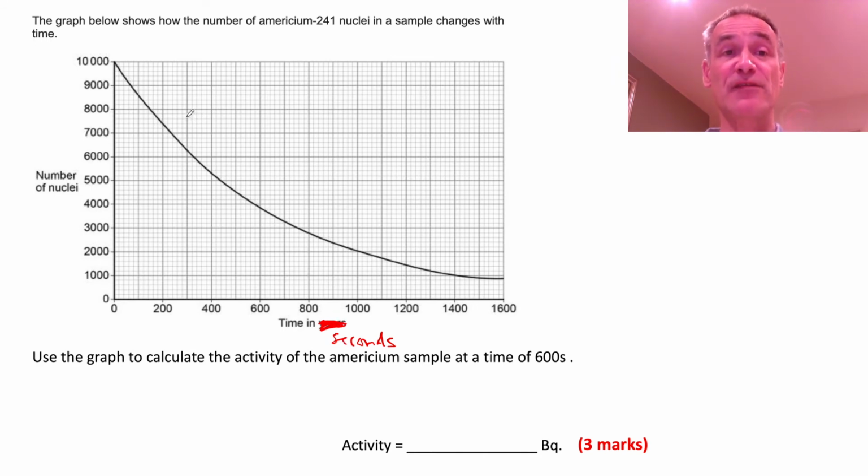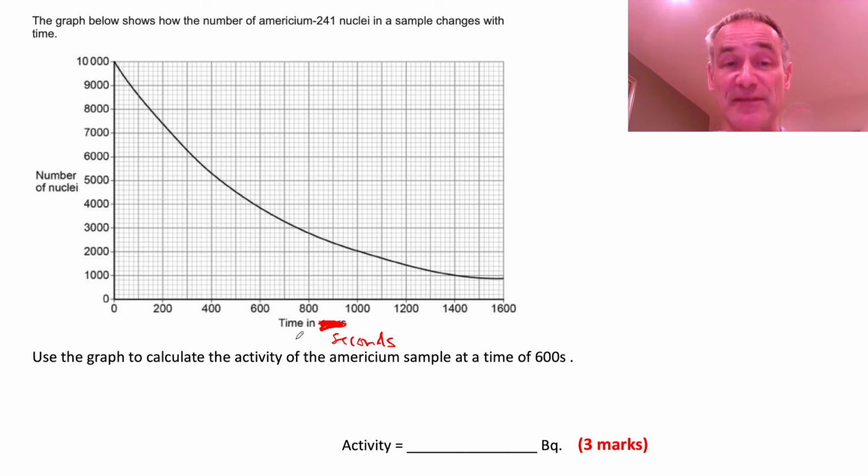So it says, the graph below shows how the number of Americium-241 nuclei in a sample changes with time. So we've got the number of nuclei, and we've got how they decay against time, and this scale must be in seconds if you're going to work out activity in becquerels. So that's why I've changed it. It is just an example. So it says, use the graph to calculate the activity of an Americium sample at a time of 600 seconds.